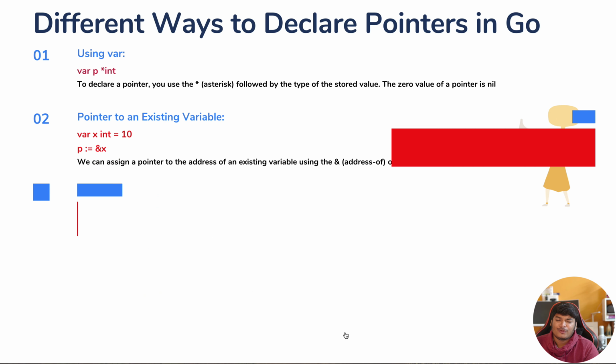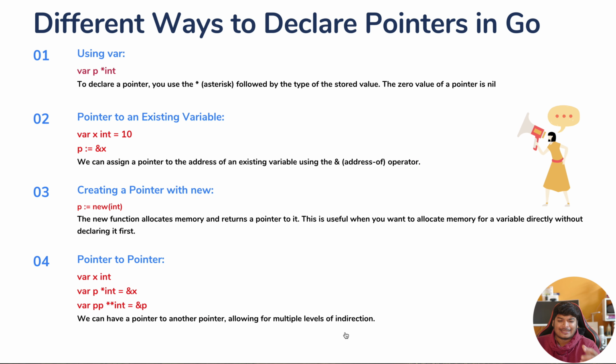Now let's learn about the different ways you can declare pointers in Go. The first way is using the var keyword: var, then the variable name, for example p, then *int. This declares a pointer using the asterisk symbol, followed by the type of the value. For example, we are creating a pointer to an integer. If it were a pointer to a string, then var p *string, okay?